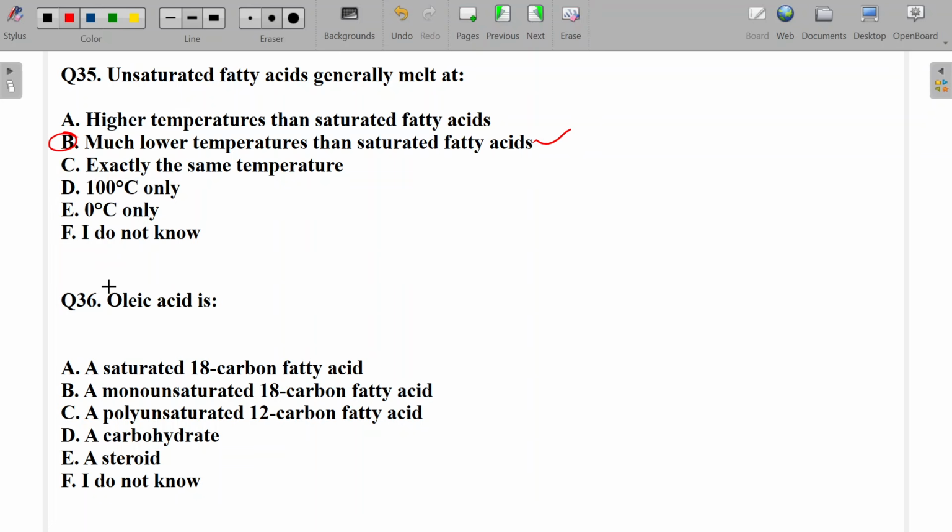Question 36. Oleic acid is A, a saturated 18 carbon fatty acid. B, a monounsaturated 18 carbon fatty acid. C, a polyunsaturated 12 carbon fatty acid. D, a carbohydrate. E, a steroid. F, I do not know. Monounsaturated 18 carbon fatty acid. Yes, wonderful.